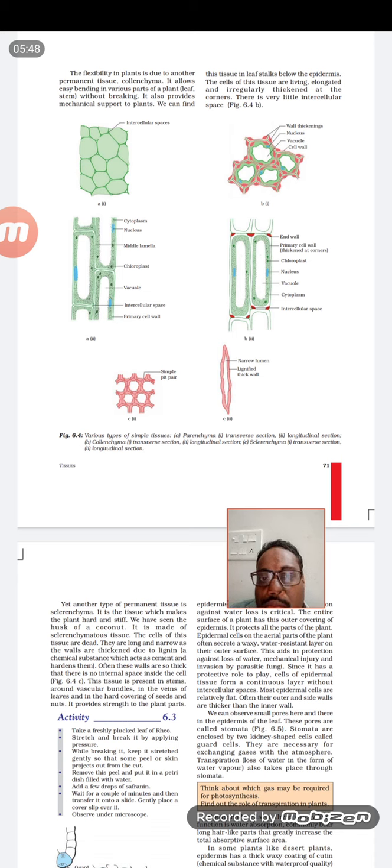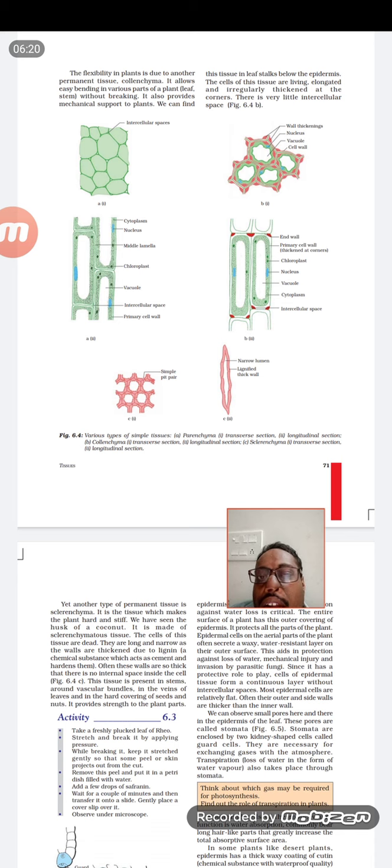That will also be provided by the waxy coating, and it will protect the plant from the loss of water and the invasion of parasites, fungus, and other things. On the epidermis of a leaf, there are small pores. Those pores are called stomata, and these stomata are kidney-shaped cells.